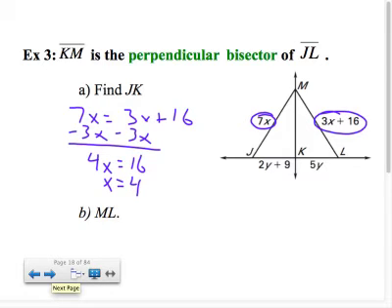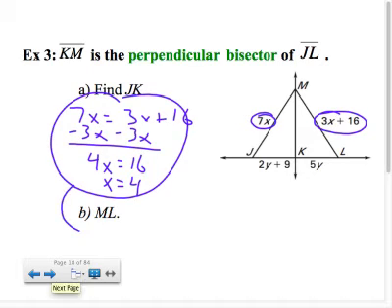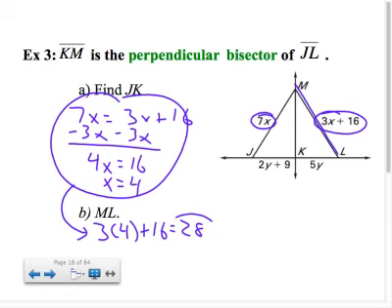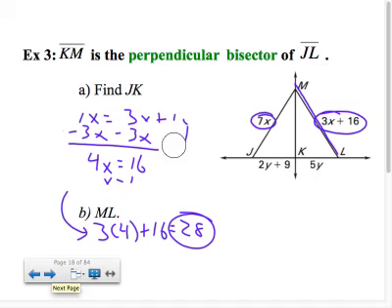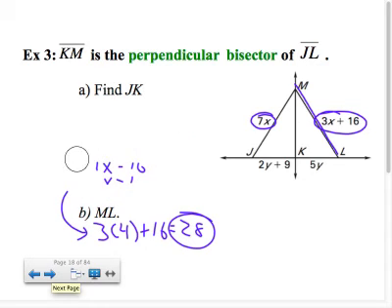Now that I'm looking at this, I actually got ahead of myself here. I'm going to use this information actually in part B to find the length of ML here. So I know that x is 4, so when I plug 4 in there, you get 3 times 4, which is 12, plus 16. 12 and 16 makes 28 for ML. Go ahead and erase this and get back to square one and do what I should have done in the first place.